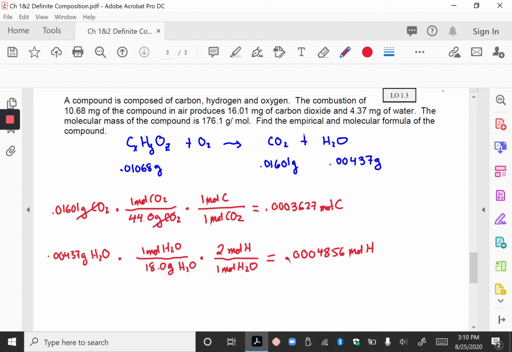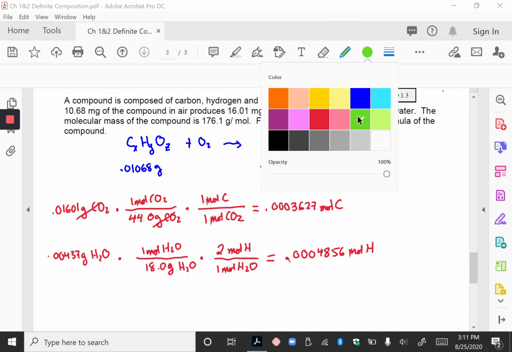But what I can do, because I only want the oxygen in my compound, is figure out, because I figured out how many moles of carbon and hydrogen, I can change that to grams. So I can figure out how many grams of carbon and how many grams of hydrogen are in my compound. And since I have the total, I can subtract the carbon and the hydrogen from the total and get the oxygen. So I'm going to go ahead and do that in a different color.